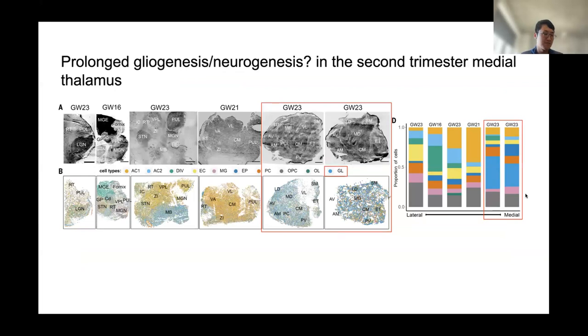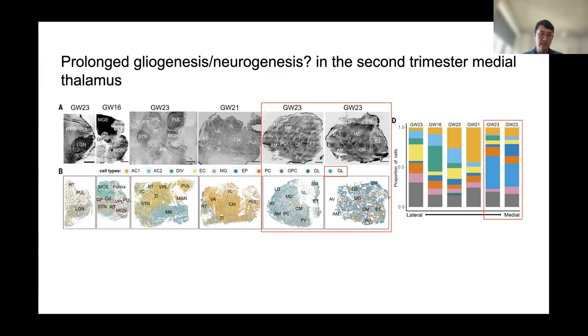And finally, there's a lot of glial diversity, but I'm not going to go too much into it. I just want to highlight a specific finding that we saw, that there is prolonged gliogenesis and potential neurogenesis. I don't want to say that we were able to validate it in the medial axis of the thalamus, which is already known, due to maturation gradients, that the lateral is more mature.